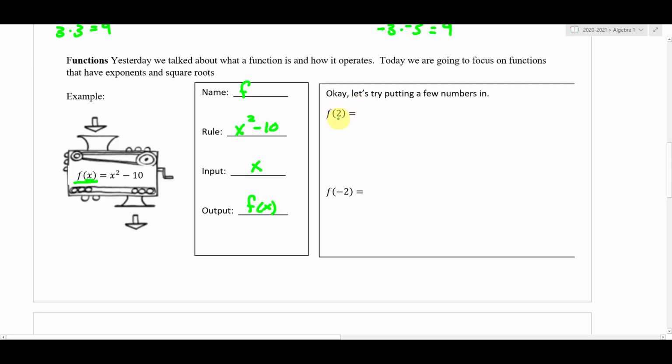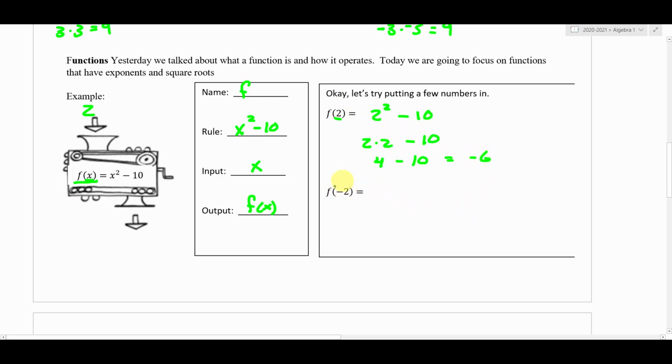So here they're telling me the input is 2. So I'm putting a 2 into my function. So 2 goes in, and it's going to replace the x in my rule. So I have 2 squared minus 10. And then I evaluate using my order of operations. So 2 squared means 2 times 2 minus 10. Well, 2 times 2 is 4, and I still have a minus 10. And 4 minus 10 equals negative 6. So I put a 2 in, I did stuff to it, and I got out a negative 6.